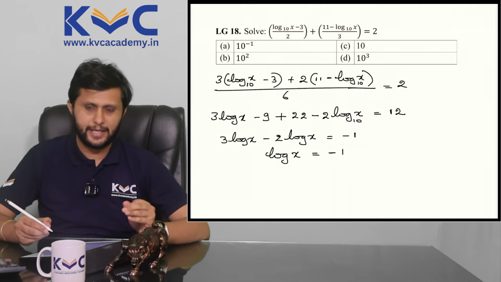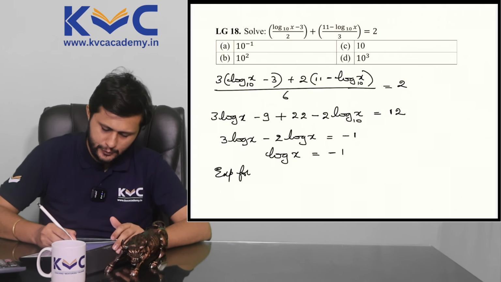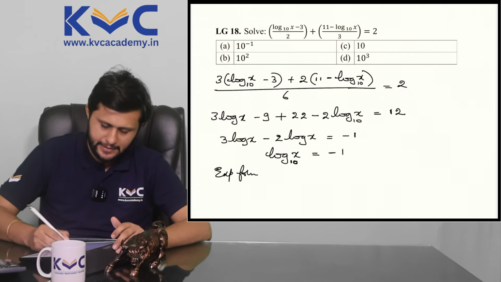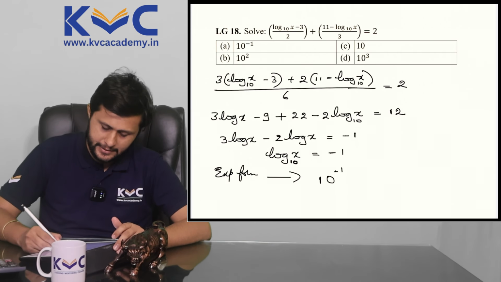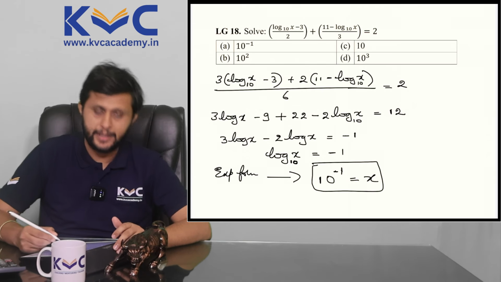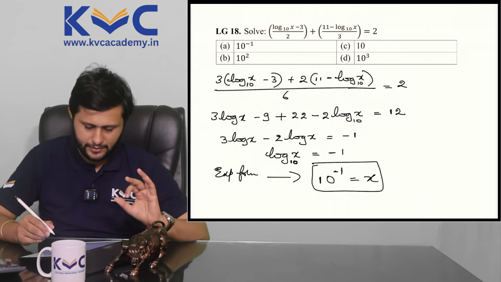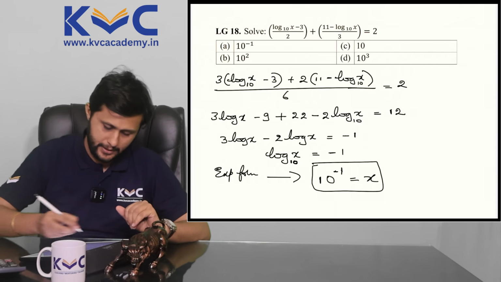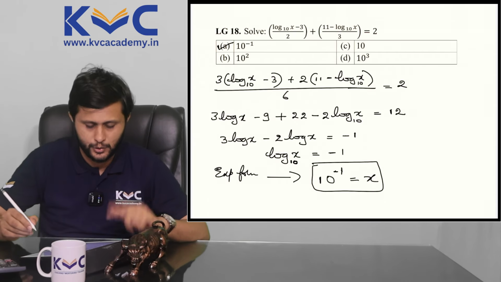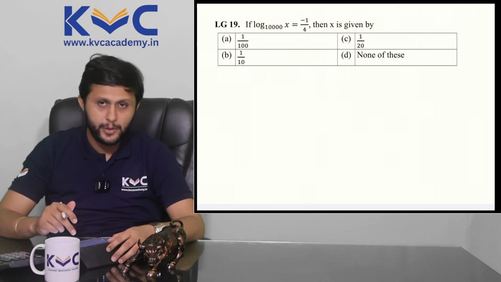Now if I have to convert this to exponential form, how do I do it? I'll try to write this in exponential form. Remember there is invisible base 10. So what do we get? 10 to the power minus 1 equal to x. Base of exponential form is base of logarithm form. The number goes to powers, and what is the value of x? It is 10 to the power minus 1. 10 to the power minus 1 is the answer. They have asked us to solve it. When they say solve it, they're asking us to find the value of x. Moving on to the next question.